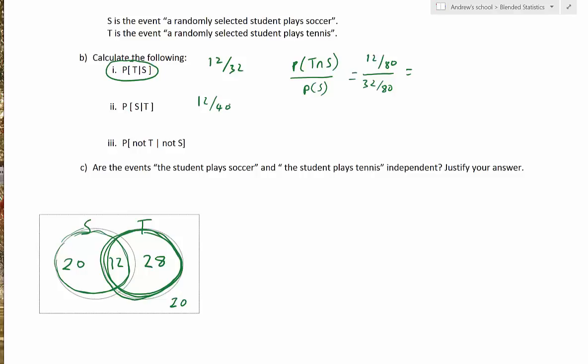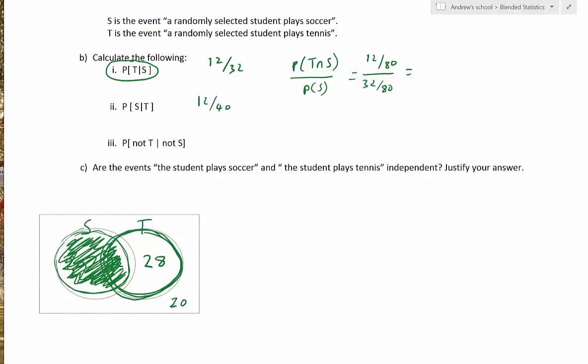In exactly the same way as before, the probability of S intersection T divided by the probability of T. Part 3 is a little bit more complicated. The probability of not T given not S. In other words, given that we know they don't play soccer, it's not these guys. So the only people we're talking about are the 28 people who only play tennis and the 20 people who don't play either.